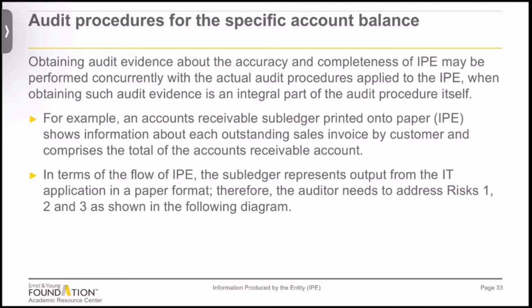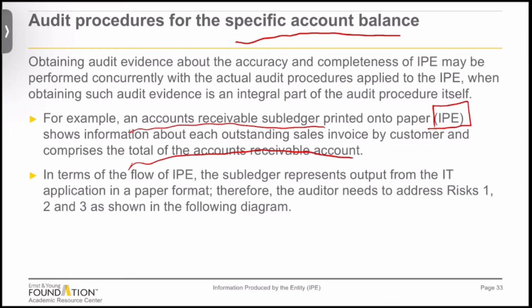So first one, auditing procedures for specific account balance. Obtaining audit evidence about the accuracy and completeness of IPE may be performed concurrently with the actual audit procedures applied to the IPE, when obtaining such audit evidence is an integral part of the audit procedure itself. For example, when you receive an accounts receivable subledger printed on paper, which is an IPE, it shows information about each outstanding sales invoice by customer and comprises the total of the accounts receivable account.